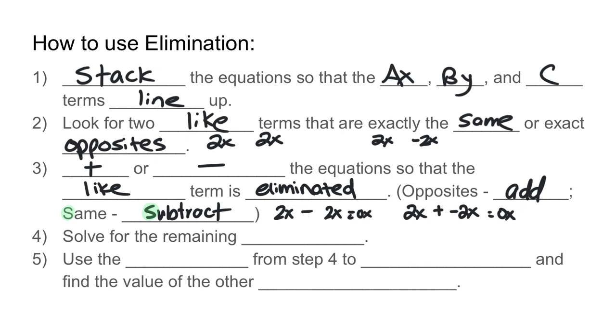Once you get one of your variables eliminated, then we go and solve for the remaining variable. That's going to leave you with a one-step equation. You're probably going to solve it with division. Once you know the value of that variable, you'll know one of them. You still have to go back and find the other because the answer to a system of equations has to be an x and a y coordinate. So you've got to be able to find both the x and the y to be able to give that. So we use the answer from step 4, that value that you got when you solved it, to substitute and find the value of the other variable.